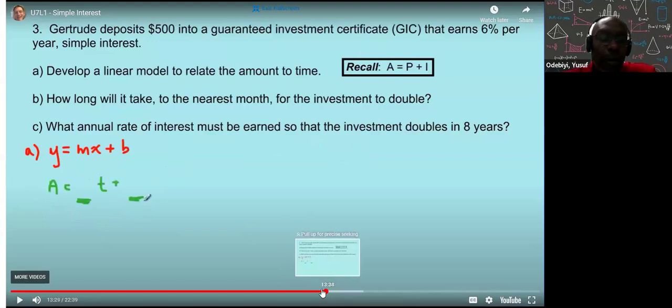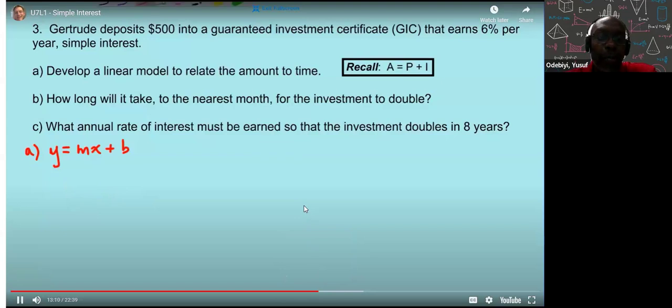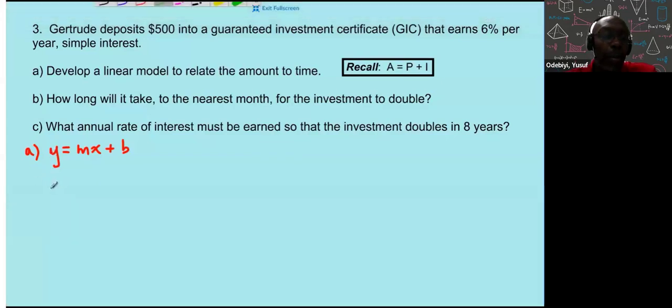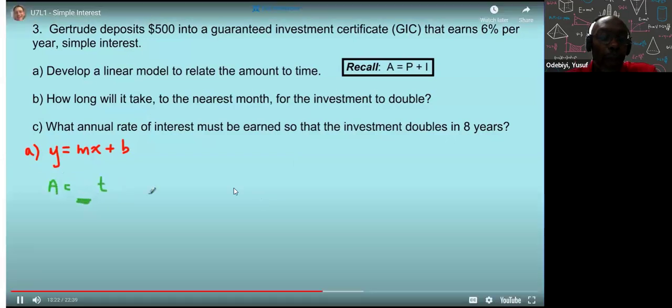Okay, so if we're trying to come up with some equation that represents y equals mx plus b, again, y would be your amount, m is your slope and b is your y-intercept. And the two variables that make sense for this would be to replace the y with the amount and the x with time. So now we just have to figure out what goes in here.